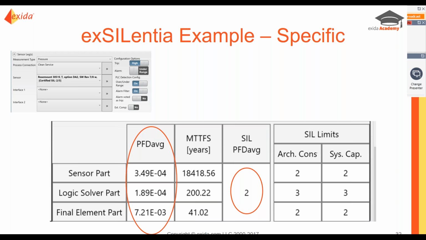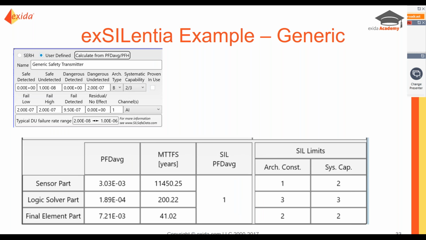On all of the examples, I wanted to keep everything the same and just change one variable. So the next example I want to look at is keeping the logic solvers, the final elements, everything the same, except this time we're going to look at a generic safety transmitter instead of the specific one we chose before. We were able to enter the generic information in here, and everything else stayed the same.